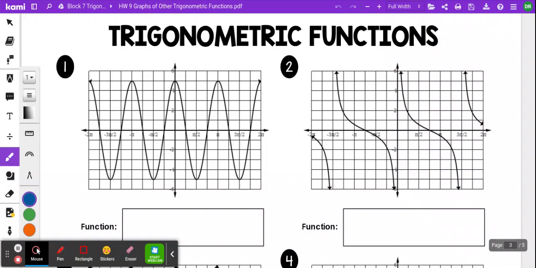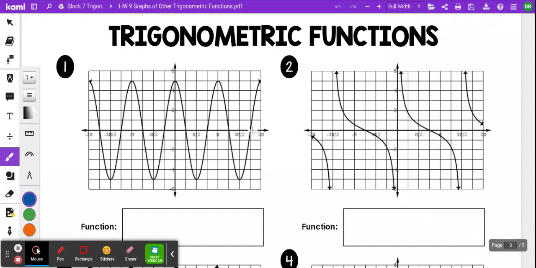Now, on these, there are some things to consider. For the first six questions on this assignment, there is no shifting to the left or to the right, nor up nor down. So we are just looking at graphs where they would originally be, just maybe the period has changed or the amplitude has changed.